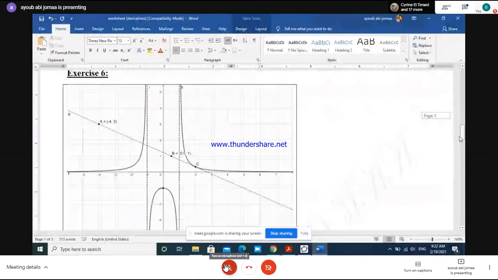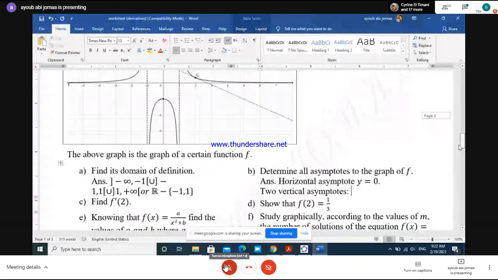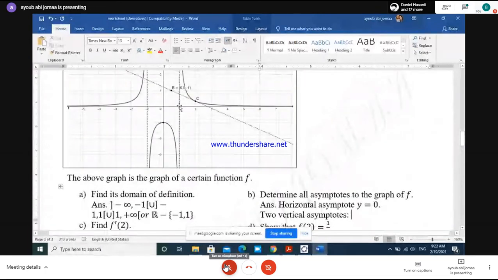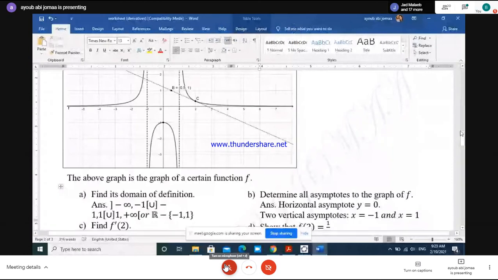Okay. So here we have two vertical asymptotes. The first one of equation x equals -1 and x equals 1 only. Okay?